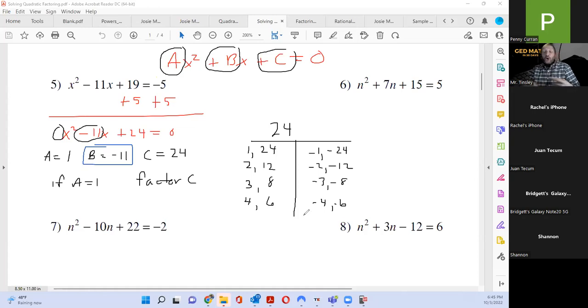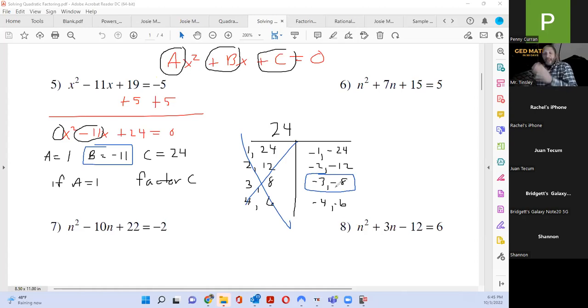So what you should be noticing right away is, if my B is negative and all my numbers on the left side are positive, I'm not even going to look at this side. Because you're only going to get a bigger number. You're not going to get a negative number with two positive numbers. So you know right away I'm only looking at the right side. And the pair that's going to give you negative 11 is negative 3 and minus 8. Minus 3 minus 8 equals negative 11.